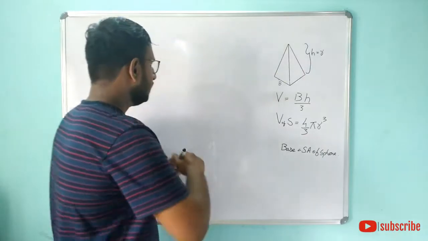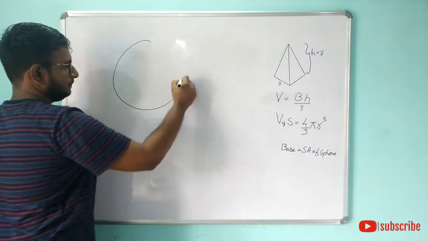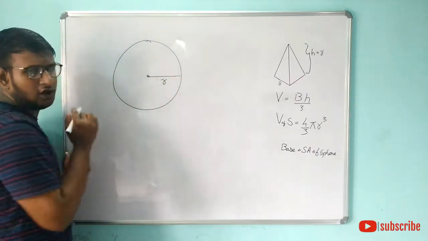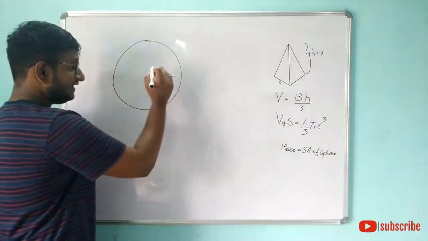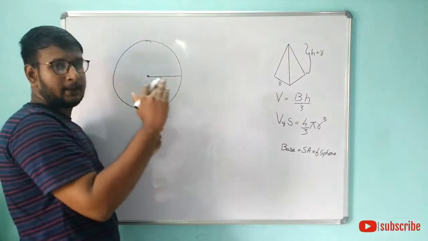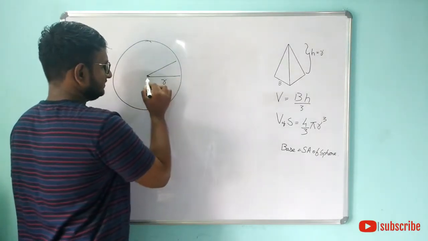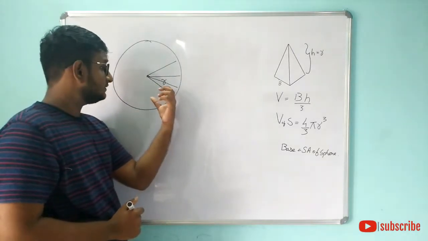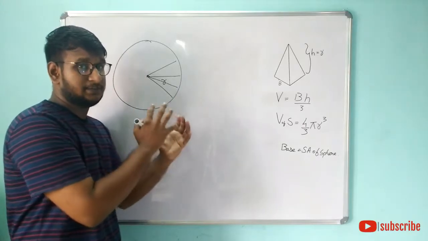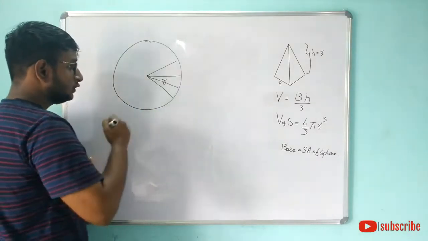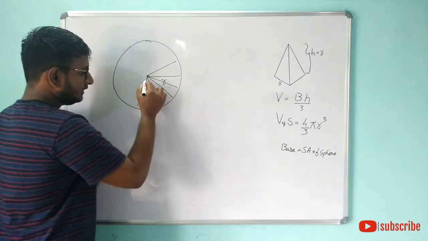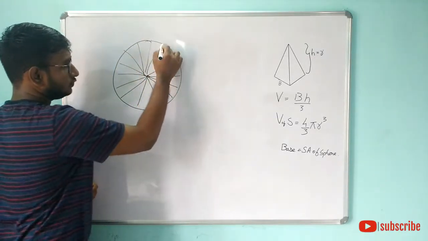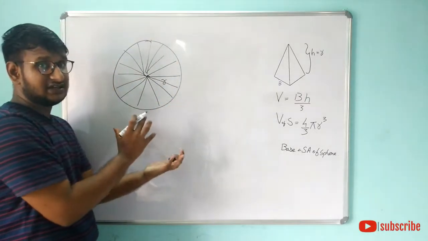Okay, so let's assume a sphere like this, which is of radius r, and now we are going to divide this sphere into n number of pyramids like this. Okay, n number of pyramids. This might seem like a circle, but it's not. It's a sphere. Okay, it's a three-dimensional sphere. So we are making this sphere into a three-dimensional pyramid like this. Okay, n number of three-dimensional pyramids like this.